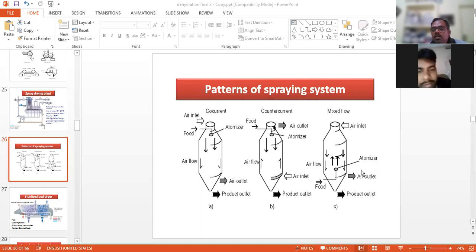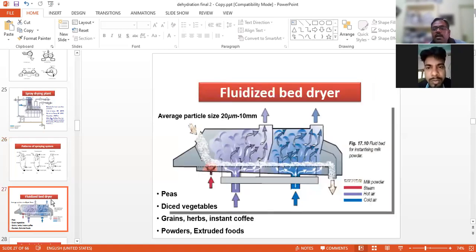Mixed means there may be counter current or co-current mixed. This is the typical picture of the different patterns of spraying systems. So this is the air inlet. You can see here it comes in this direction, and this comes in counter current. So these are the different types, and this is the fluidized bed dryer.